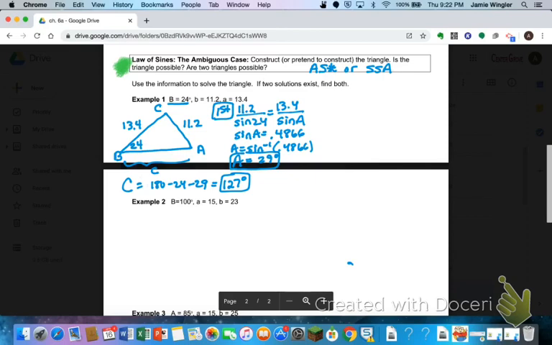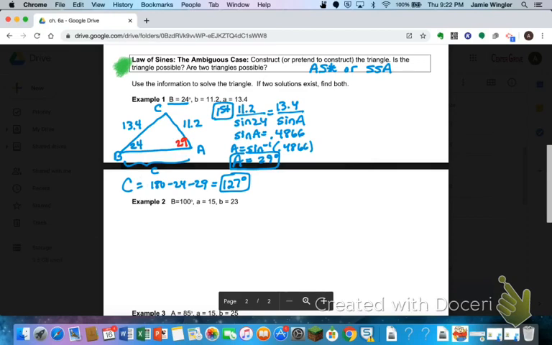So I found angle A to be 29 degrees. I'm going to write that one in. I found angle C to be 127 degrees because the three angles in a triangle have to add up to 180. I am not going to write that in. So now the last thing that I need to find is side C in my first triangle.